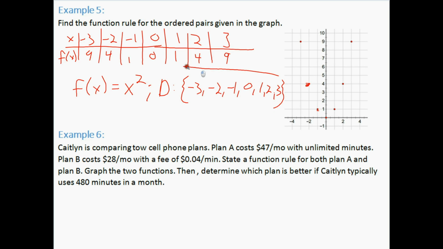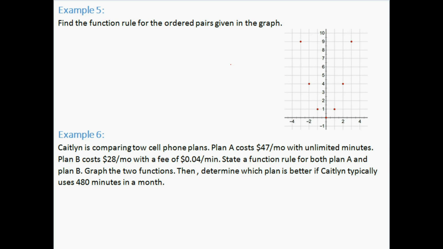So that would be the function rule there. Being able to recognize squared numbers is a good thing. In example 6 here, we see Caitlin is comparing 2 cell phone plans.